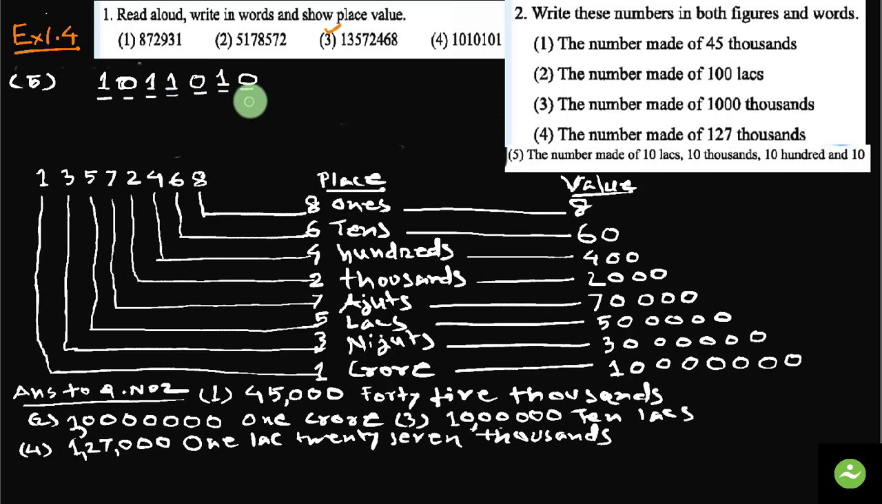So again, ones, tens, hundreds, thousands, 10,000, lakhs, 10 lakhs. So the number, if we read it, is 10 lakhs, 11,000, 10. So let us write it in words. 10 lakhs, 11,000, and 10. As I said before, the last two digits we will always add.